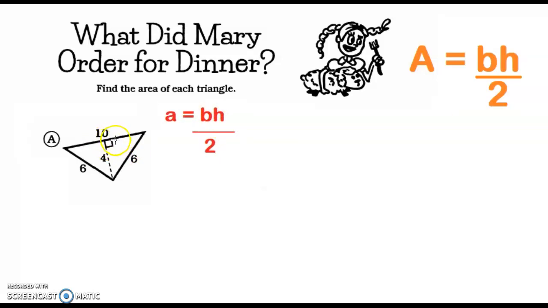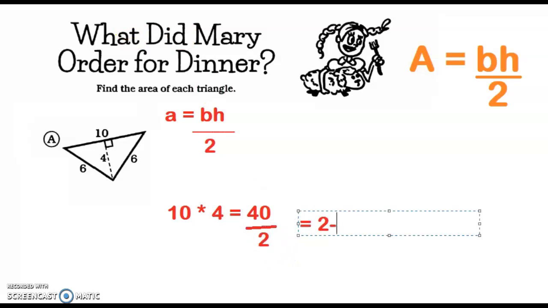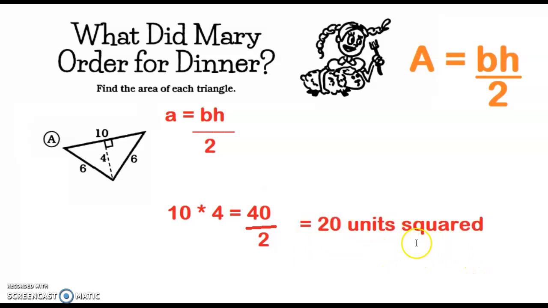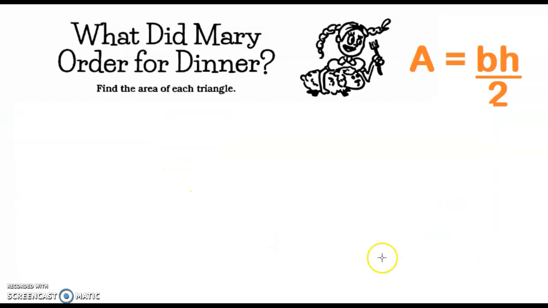So my base and height are always going to be touching the square. I have 10 and 4 touching the square, right? So I have 10 times 4, and that equals 40. Now the next step is to divide it by 2. So what's 40 divided by 2? Should equal 20, right? And then since we don't have units, we're going to say units squared, or you can even put units with the little 2. So that's A. I'll work out one more for you guys, and then you're on your own.